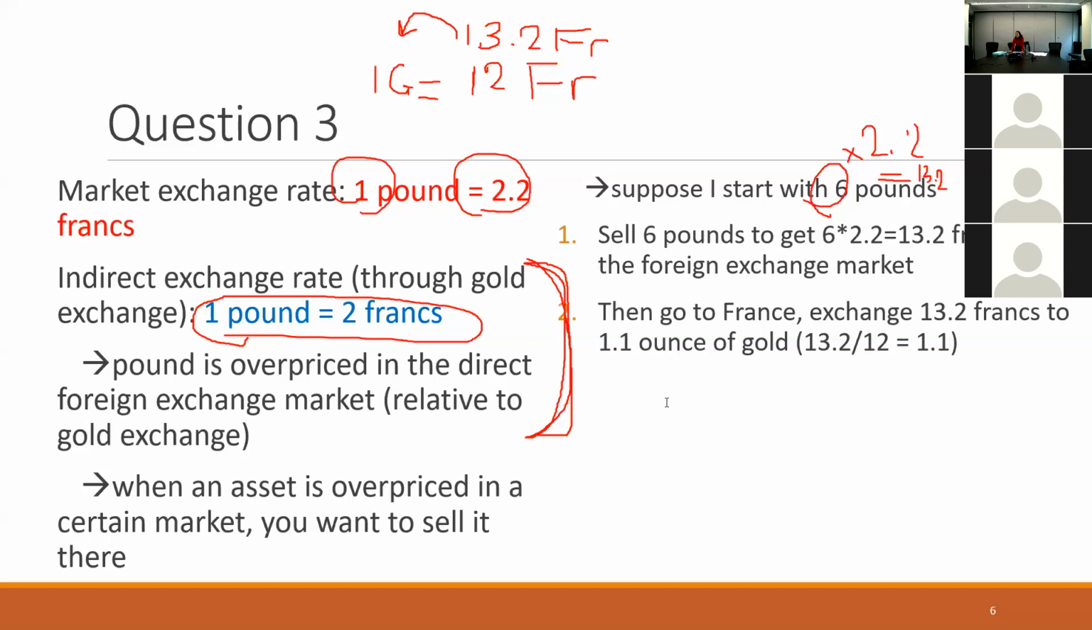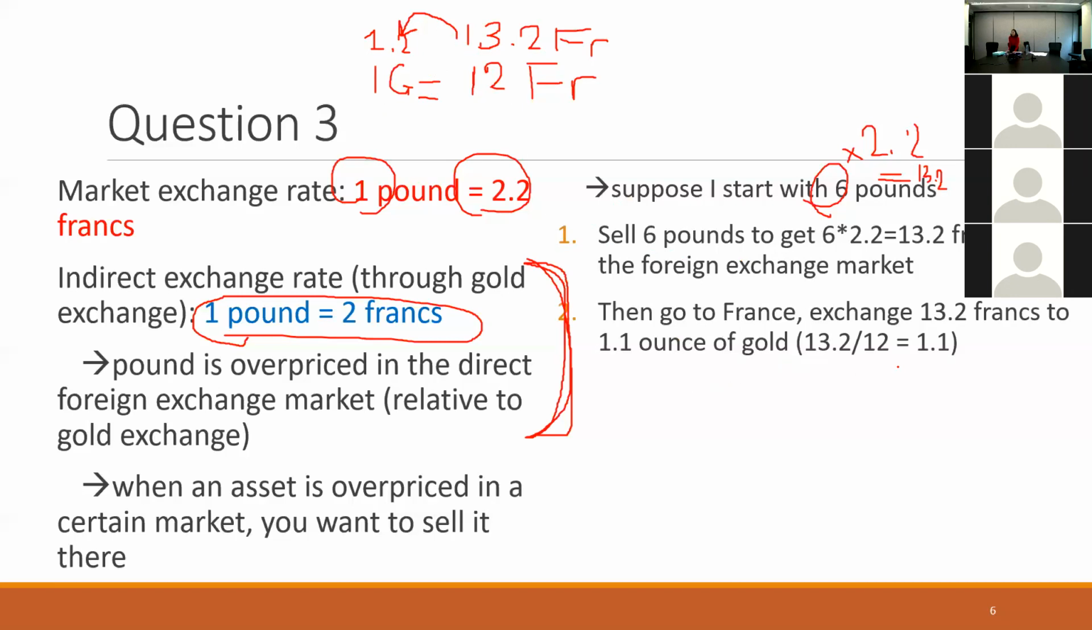Yes, Isabel. So 1.1. Trisenda, 1.1. Yes, correct. Spot on, guys. So it should be 1.1, right? So if I take 13.2 and divide it by 12, that will give me the amount of gold I get, right? So 13.2 divided by 12 is 1.1.